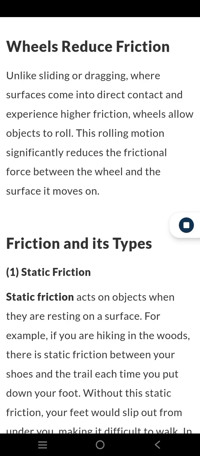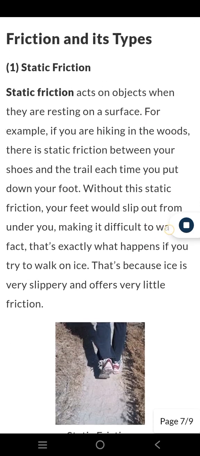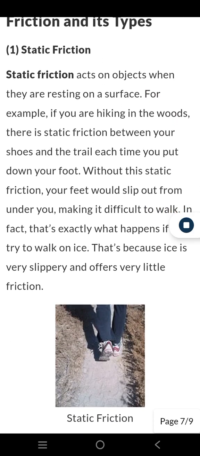Friction and its types. 1. Static friction. Static friction acts on objects when they are resting on a surface. For example, if you are hiking in the woods, there is static friction between your shoes and the trail each time you put down your foot. Without this static friction, your feet would slip out from under you, making it difficult to walk.